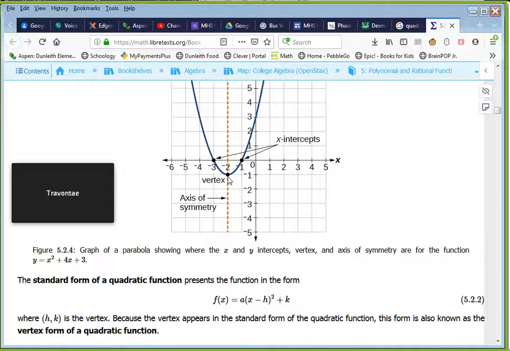The vertex, what words would you use to describe the vertex? If I was a brother from another planet and I showed up not knowing anything about math and I see this word vertex, I say, Travontae, what is a vertex? I'd say it's the middle, like the in between. It's in between the x intercepts. So it's the middle. Yeah, so I heard you say it's the middle.